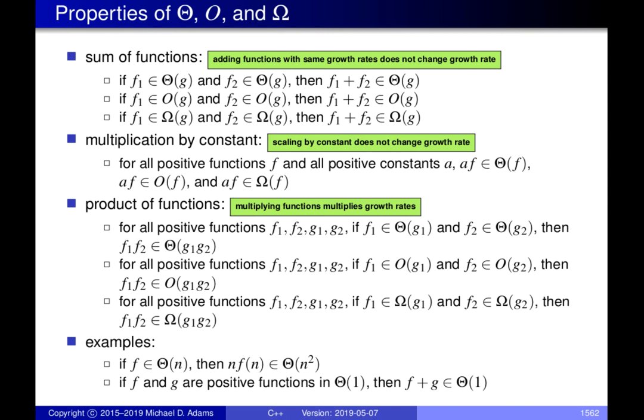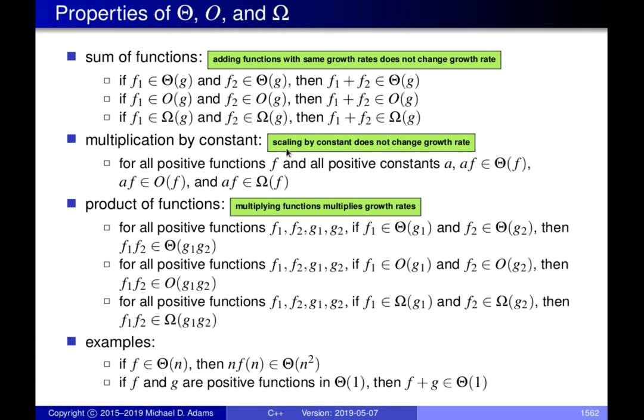I won't go through the details of what the math is actually saying, but just summarize. The first three properties are saying that if you add functions with the same growth rate, in other words, they're either big theta or big O or big omega, you end up with something with the same growth rate. It doesn't change when you add them together. You add two things that are, say, big O of n, you get something else which is big O of n. If you multiply by a constant, this doesn't change the growth rate.